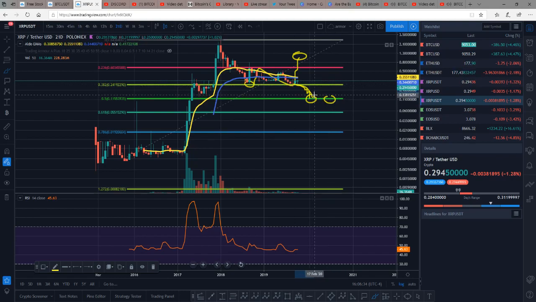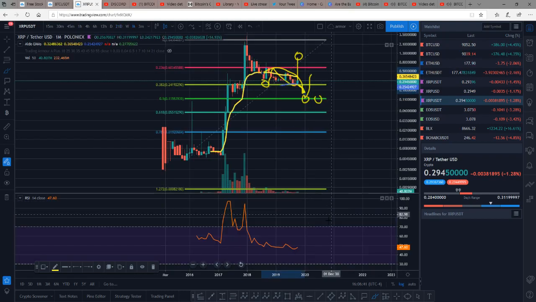Even though I'm bearish on XRP, at least more than 60% bearish, I'm still looking to accumulate as it goes down, all the way down to the next fib level, because I know as soon as we get there, even if we drop down to this level, we're going to get a very explosive move.